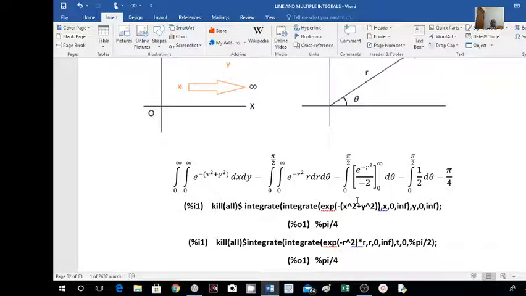Let me integrate. If we take r square equal to t, then 2r dr is equal to dt, or r dr is equal to dt by 2. So this means e to the power minus t into dt by 2. Now the integration of e raised to minus t is e raised to minus t divided by minus 1. So the integration of this is e to the power minus t.